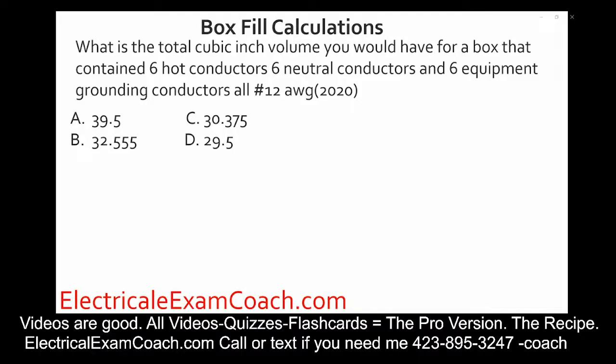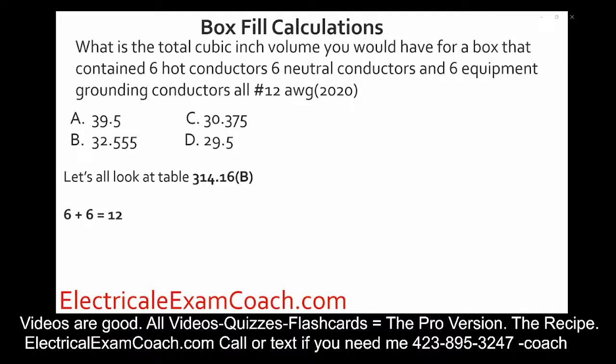What is the total cubic inch volume you would have for a box that contained 6 hot conductors, 6 neutral conductors, and 6 equipment grounded conductors, all 12 gauge, in the 2020 and the 2023? First thing we're going to do, we know we take the 6 hots and the 6 neutrals, and we're going to set that to the side.